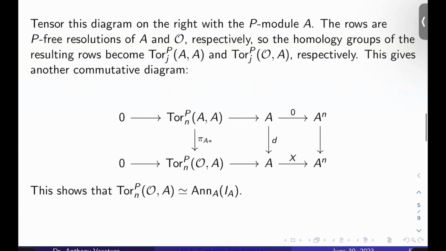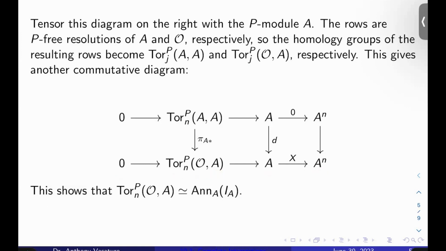If we tensor this diagram on the right with the P-module A, then since the rows of the diagram were P-free resolutions of A and O respectively, the homology groups of the resulting rows post-tensor will just become the Tor groups Tor_j^P(A, A) and Tor_j^P(O, A) respectively. Okay, and so this just gives us another commutative diagram as follows. So we have 0 to Tor_n^P(A, A) to A to 0 to A^n, and 0 to Tor_n^P(O, A) to A to A^n.